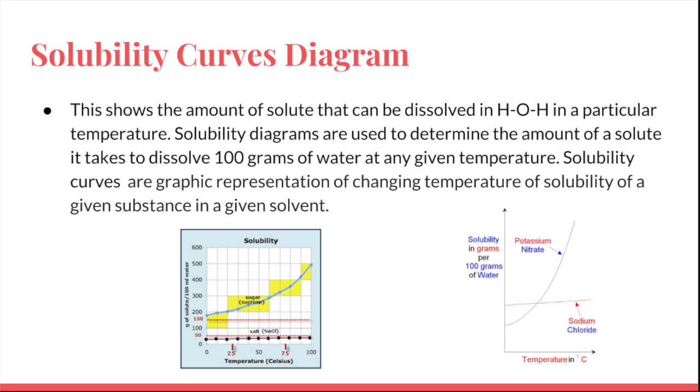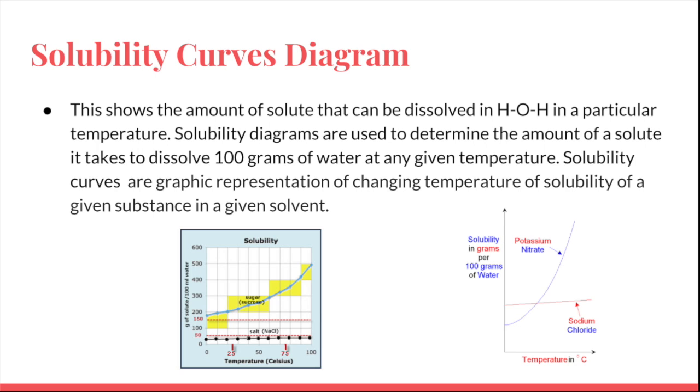Again, you might ask me, Faith, why do I need to understand a solubility diagram? I would say, well, if you didn't know how to read a solubility diagram, how would you know how much sugar or Kool-Aid to add to water so it dissolves properly? Solubility curves show the amount of solute that can be dissolved in water at a particular temperature. Solubility diagrams are used to determine the amount of solute it takes to dissolve in 100 grams of water at any given temperature. Solubility curves are graphic representations of changing temperature of solubility of any given substance and solvent.